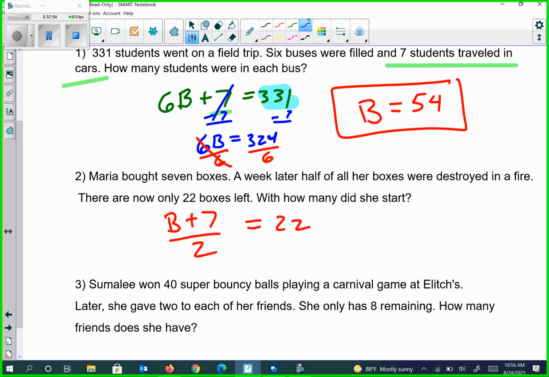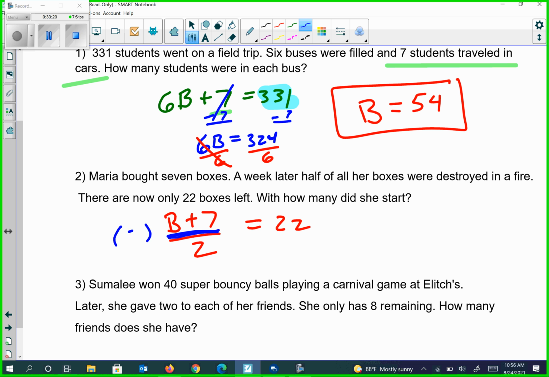Okay, hang on, let's be careful here. Do we agree with what I just underlined right there? She had a certain amount of boxes. She went and bought 7 more for whatever reason. Someone dumps a match in the room, half of them go bye-bye. Goes back in the room, there's only 22 of them left. I think this is how we'd have to set it up.